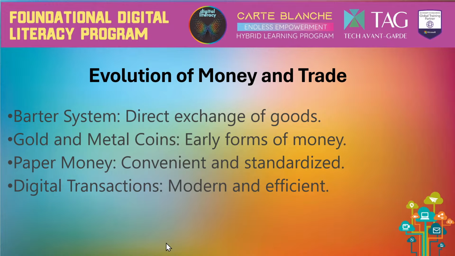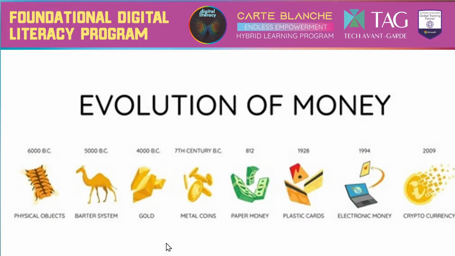Now, this important analysis you should also have: how this entire evolution has taken place. Earlier, we had the barter system, where direct exchange of goods used to take place. So in the barter system, there is an exchange of goods taking place. Then there were metal coins, the gold, metal coins, and then paper money came into the picture.